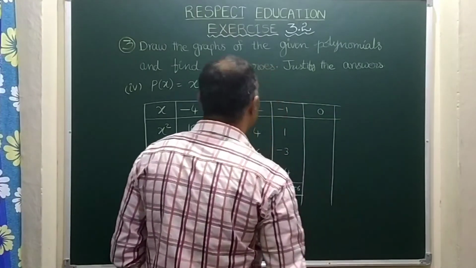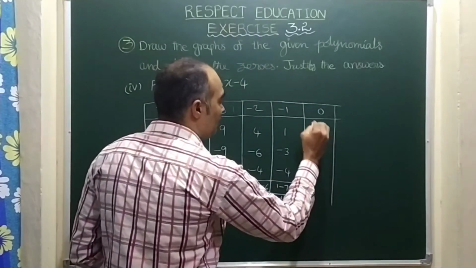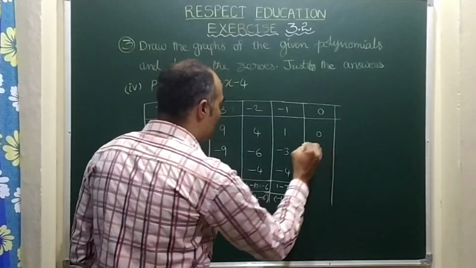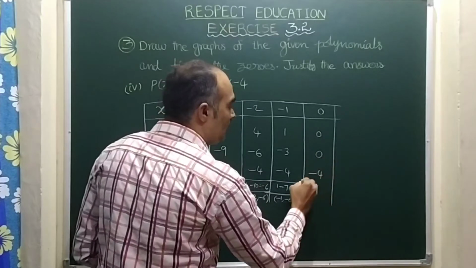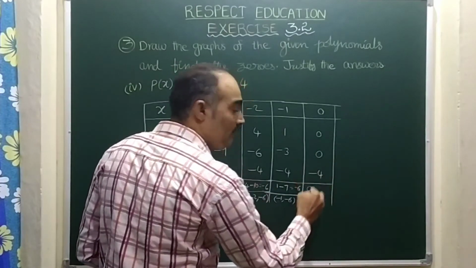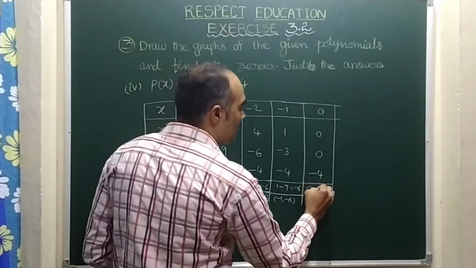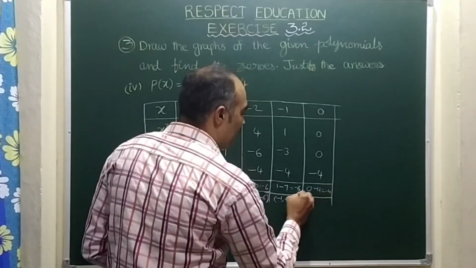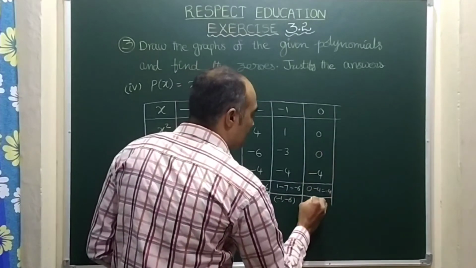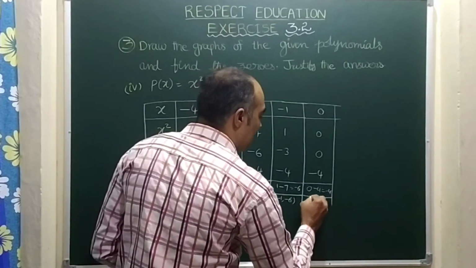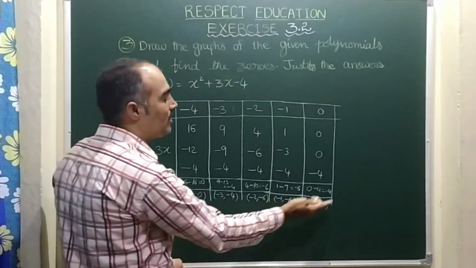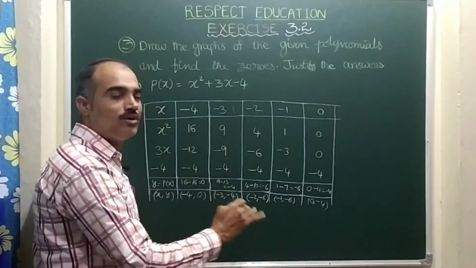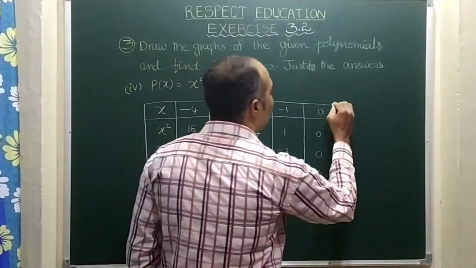So what happens? 0 square is 0. 3 into 0 is 0. Minus 4. Let us write minus 4 as it is. 0 plus 0, 0. 0 minus 4 is minus 4. Now here when we take 0, you got minus 4. See here now the graph, it means it is coming up. It is about to touch the x-axis. With that positive hope, let us go for another value.